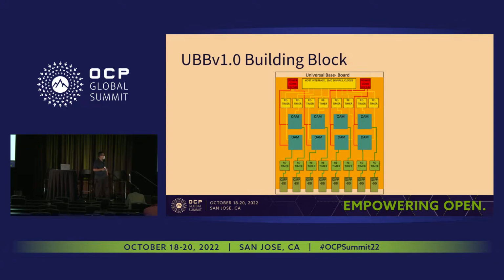But there's another high speed connection that is not represented in this picture. It's the high speed connection between the OAMs, to make sure that the OAMs can be connected together. And that's the part I want to discuss: the channel loss challenge between the OAMs.